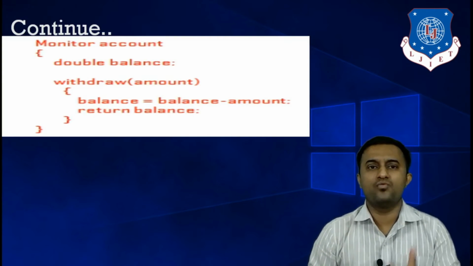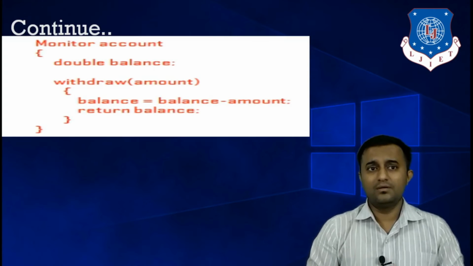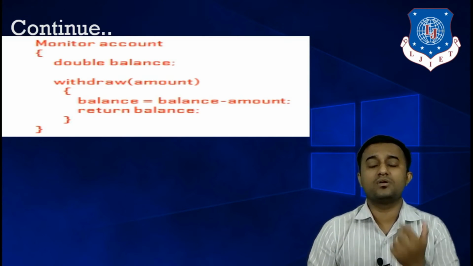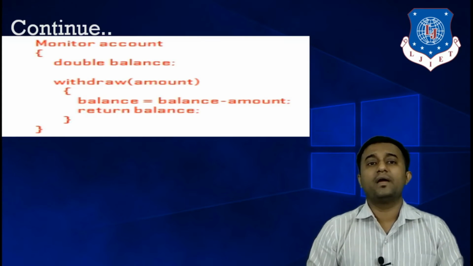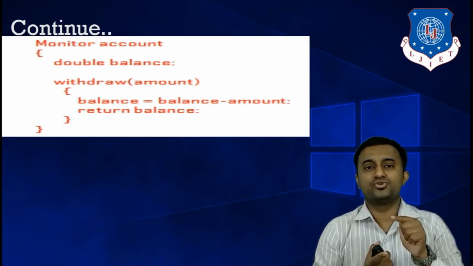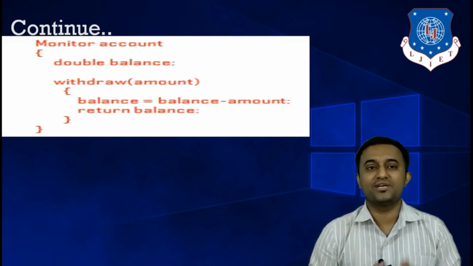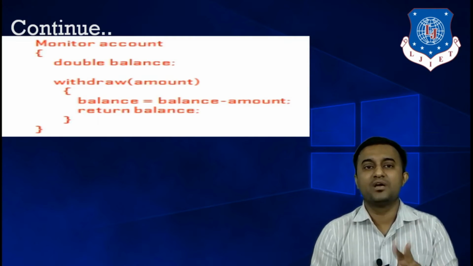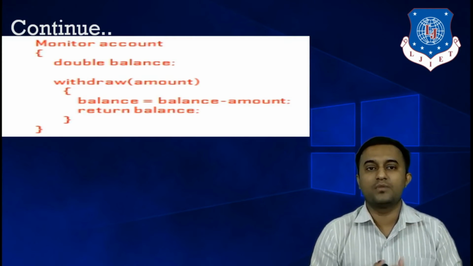Okay. So this is a very basic or simple code of monitor, in which I have suggested the monitor name account. Then we have one shared variable called balance, a double type variable, and we have used one procedure. As I told you, a monitor module contains two things: one is shared variable and the second is procedure. So withdraw is nothing but my procedure.